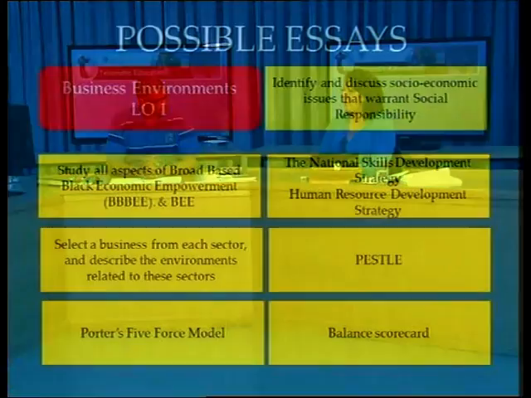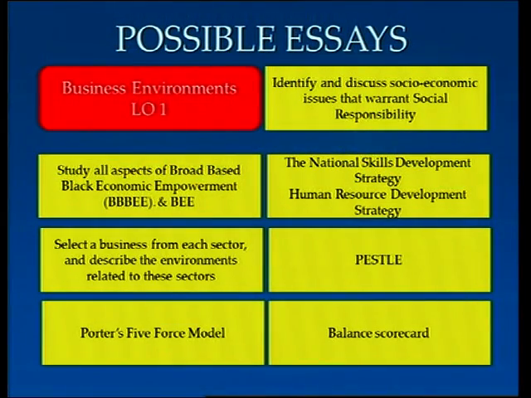Now, Lisa and I have identified possible essay questions for you. Looking at the slideshow, if you just take LO1, your first topic, business environments, you can see on the screen that there are a whole host of questions that could be asked. I want to focus your attention on the last 2 types of questions, the Porter's 5 forces and the Balanced Scorecard. I personally don't think they would ask the Balanced Scorecard on its own, or possibly even Porter's 5 forces model on its own. But if they did, what would you do?